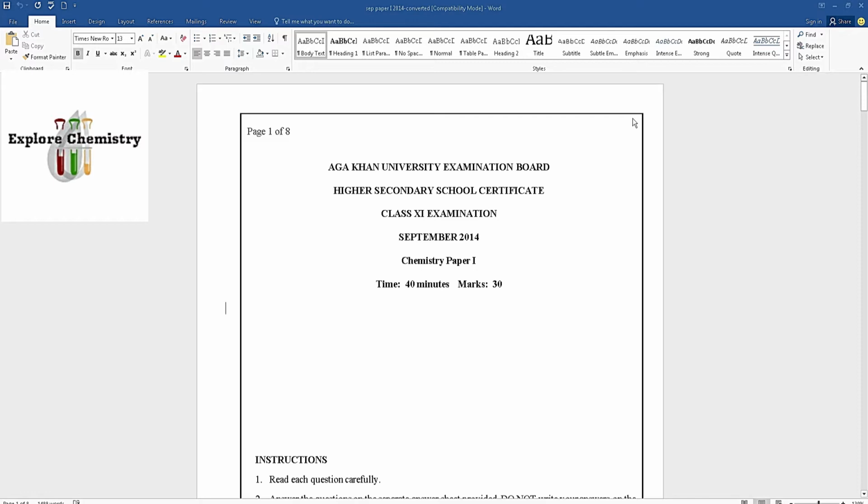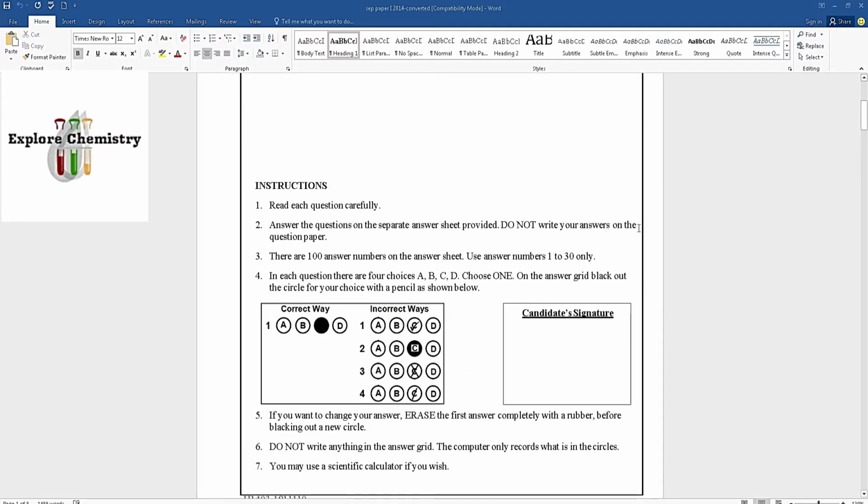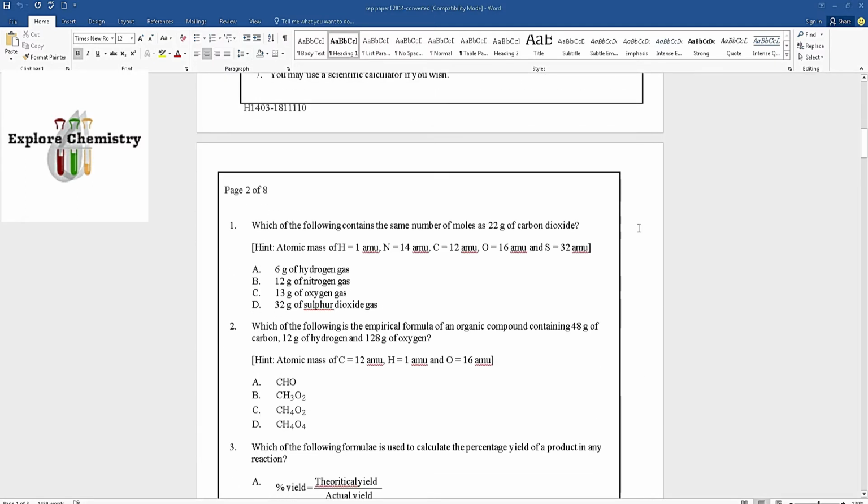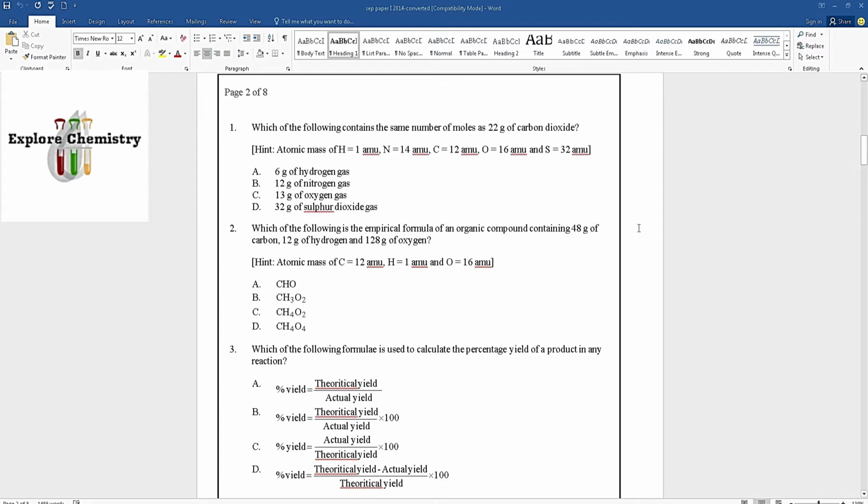Here I am with another supply examination past paper, Federal Board HSSC 1. This is the 2014 supply paper. Today we are going to solve part 5 of the supply examination paper solution. So let's solve the first question.